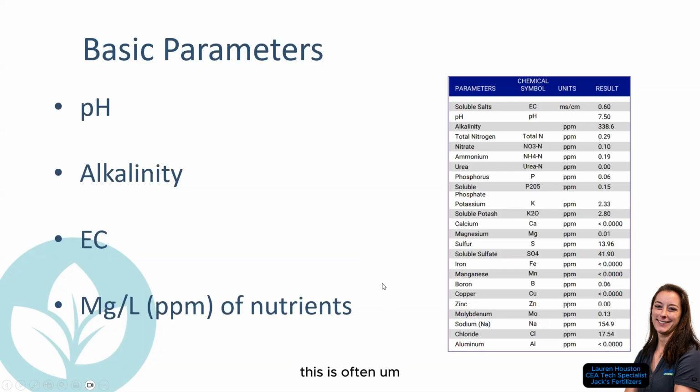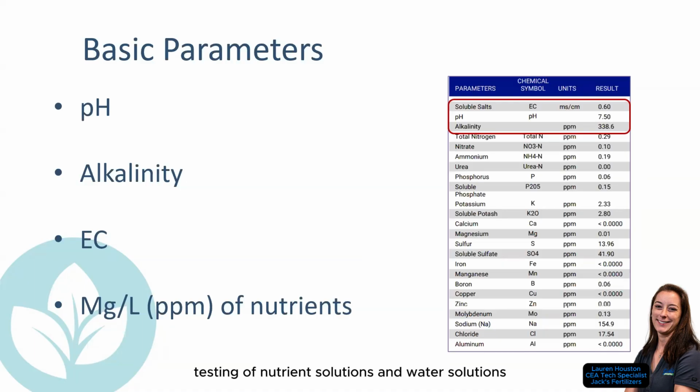This is often annotated as milligrams per liter or parts per million. They're both the same measurement, so you may see different measurements on different lab results. Just know that those numbers are the same. So these basic parameters are all listed and accounted for in our lab testing of nutrient solutions and water solutions. This is an example of results that actually came out of our lab. The first 3 parameters that are tested for are the EC, the pH, and the alkalinity. And then below that, we have a complete breakdown of macro and micronutrients. We also test for sodium, chloride, and aluminum.